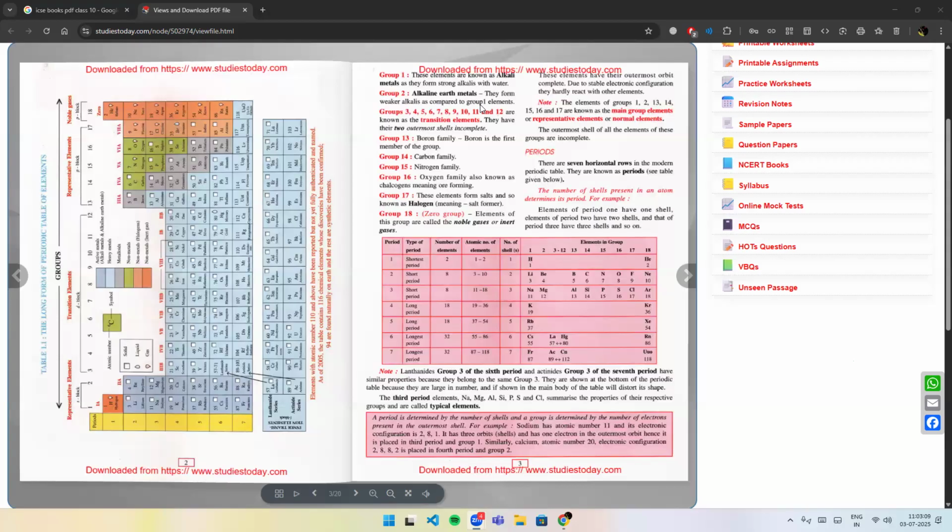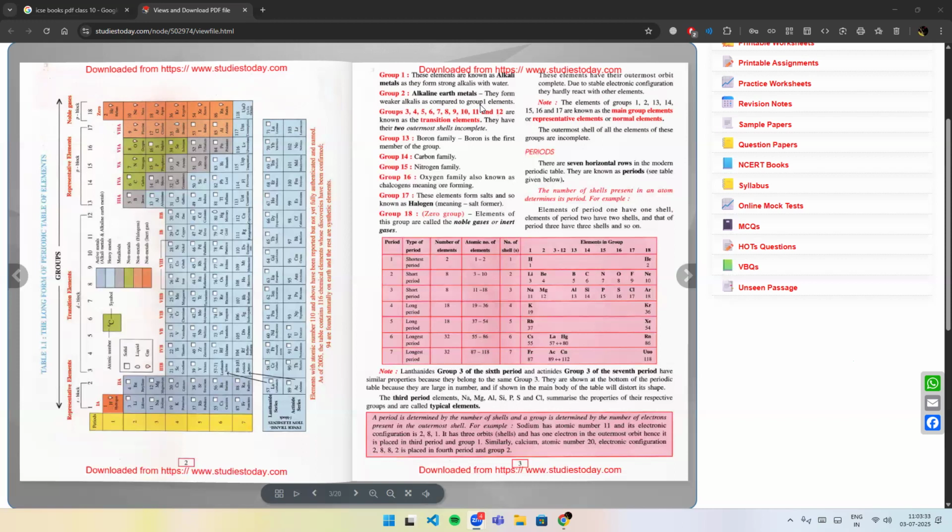They are shown at the bottom of the periodic table because they are large in number and if shown in the main body of the table, they will distort its shape. The third period elements, sodium, magnesium, aluminium, silicon, phosphorus, sulfur, and chlorine summarize the properties of their respective groups and are called typical elements.